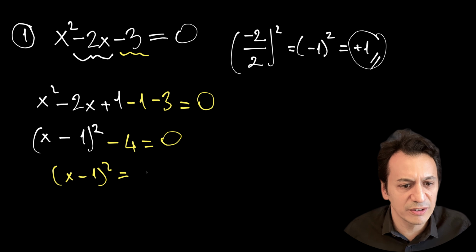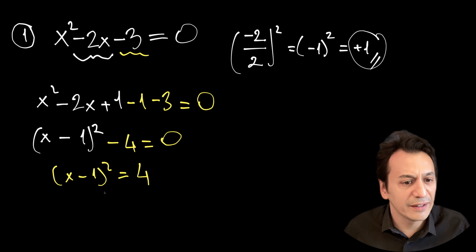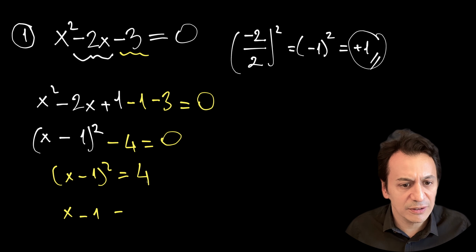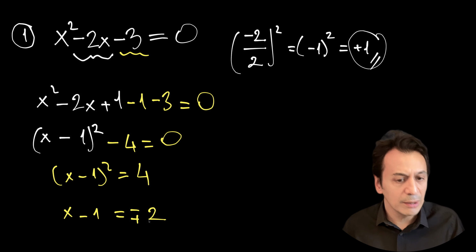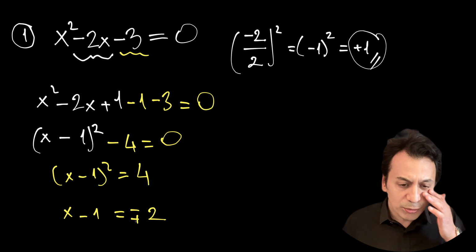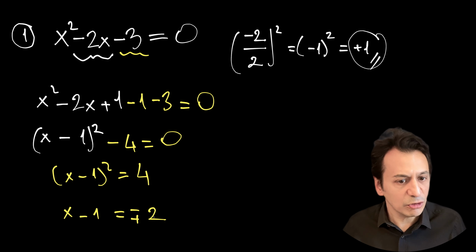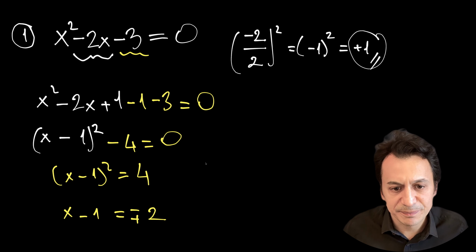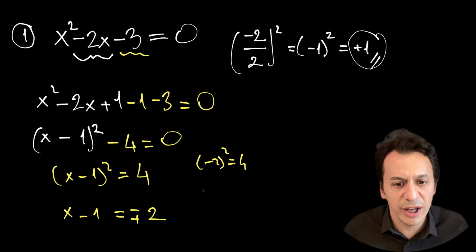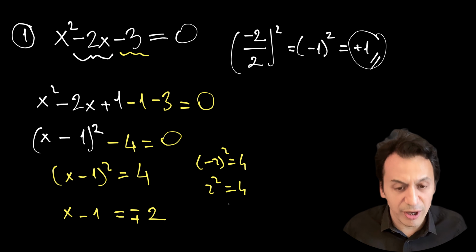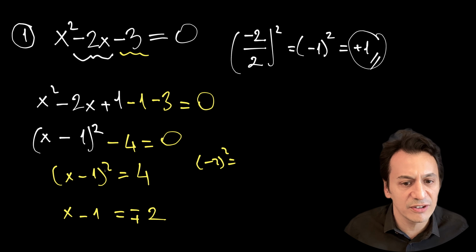Minus 4 goes to the other side as plus 4, and I take square root of both sides. But check out, now this is either minus or plus 2, right? Because both, when squared, give 4. I mean, minus 2 squared is 4 and 2 squared is 4. So I can write both of them as this is a square.